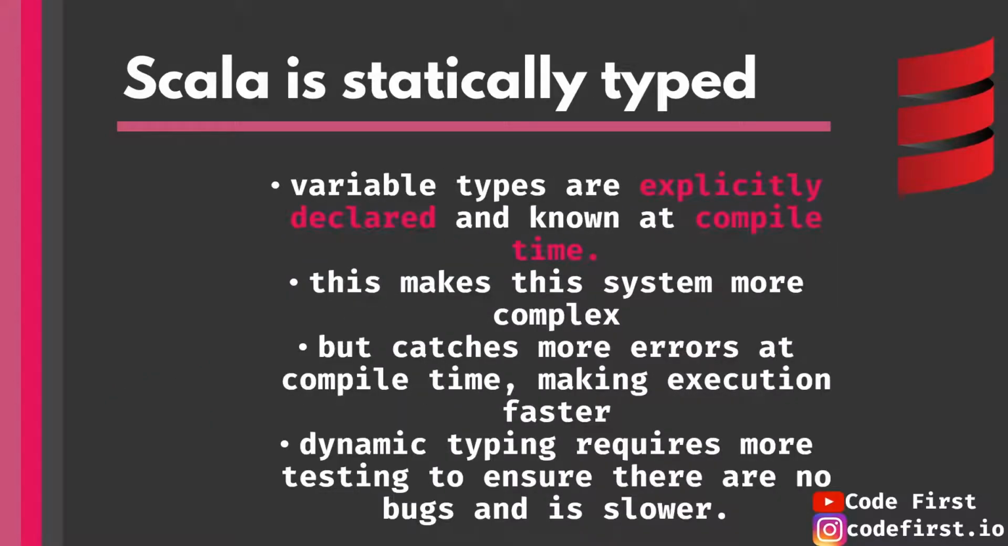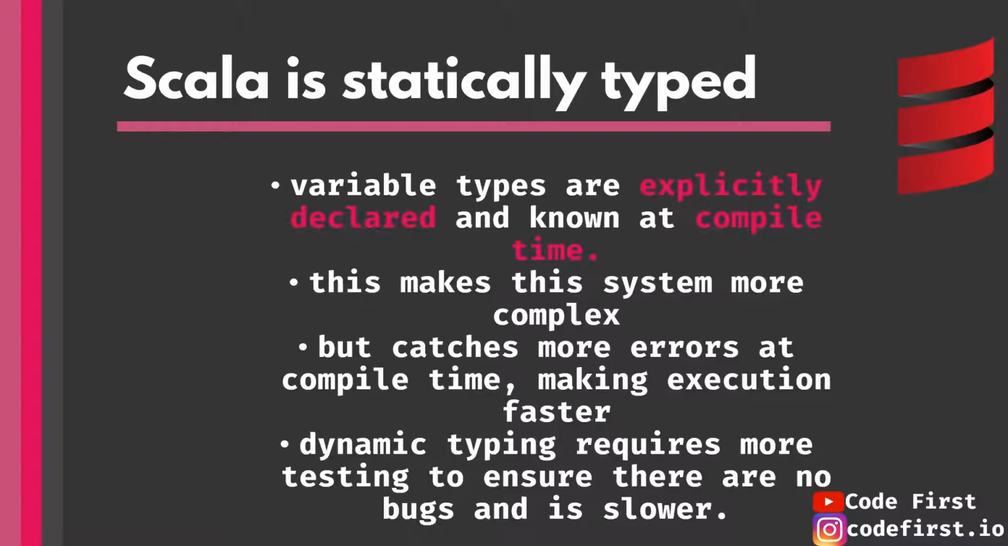Another feature of Scala is that it is statically typed. We know that things could be either statically or dynamically typed. Variable types in Scala are explicitly declared and known at compile time. Just as in any statically typed language, you have to declare what type of object each variable is, and the compiler knows at compile time. Meanwhile, in dynamically typed languages, we do not declare them, and that is interpreted at runtime.